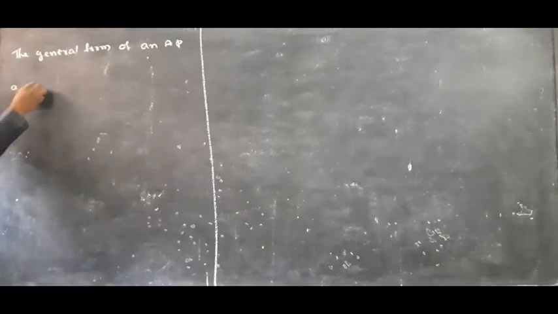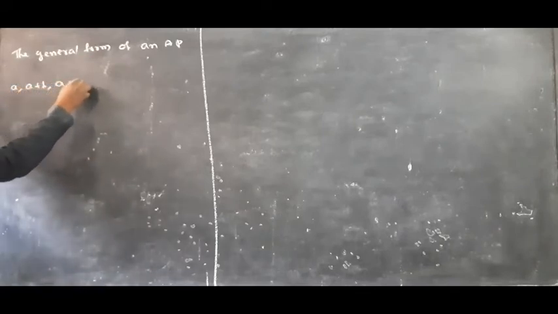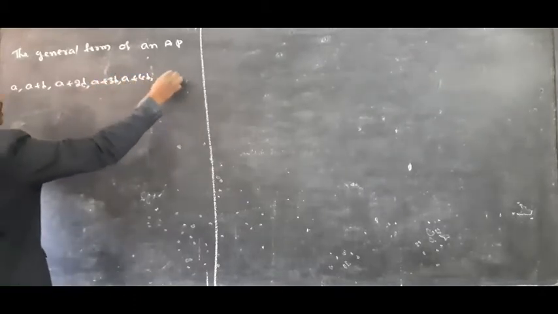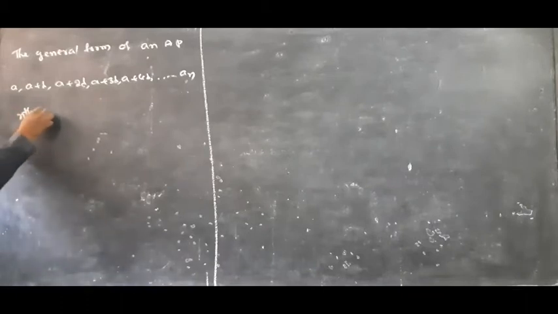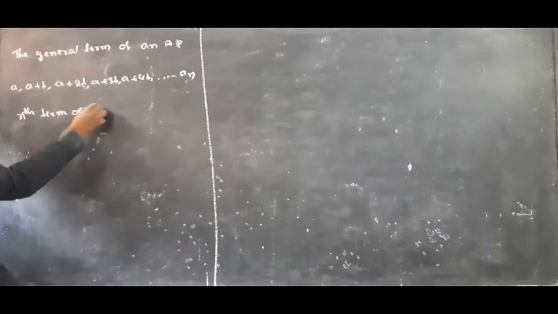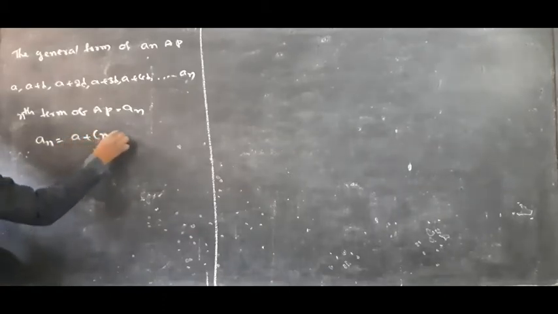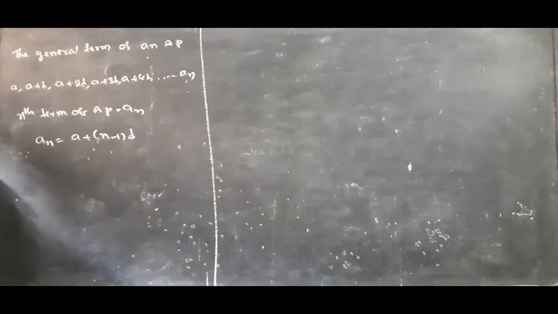Form of an AP. Generally we can write an AP as a, a plus d, a plus 2d, a plus 3d, a plus 4d, up to an. What is the meaning of an? an is nothing but the nth term of the AP. To find the nth term of an AP, we have a formula: an is equal to a plus n minus 1 into d.